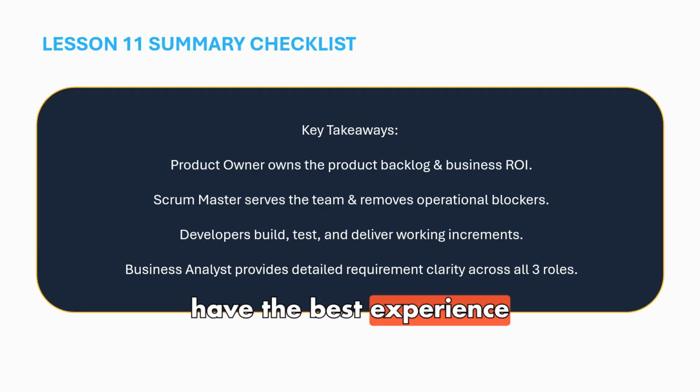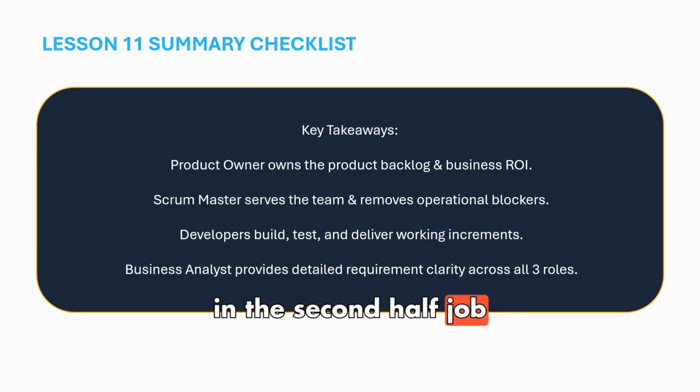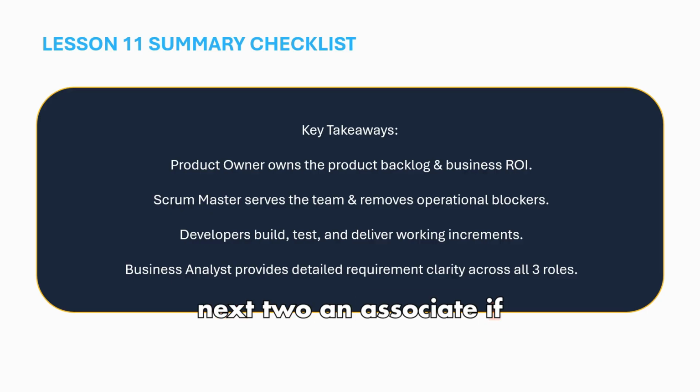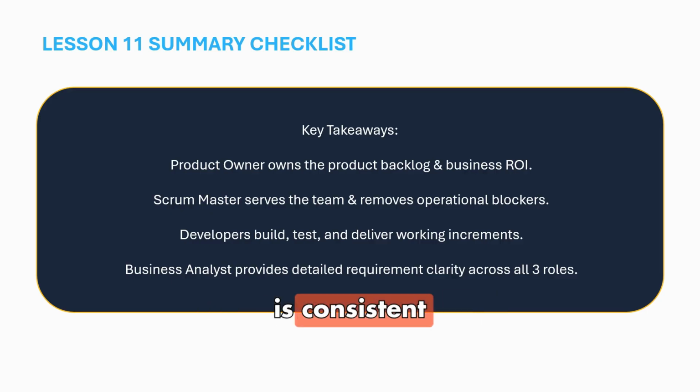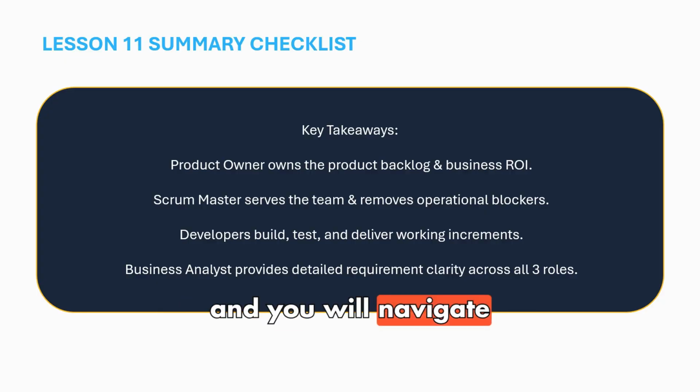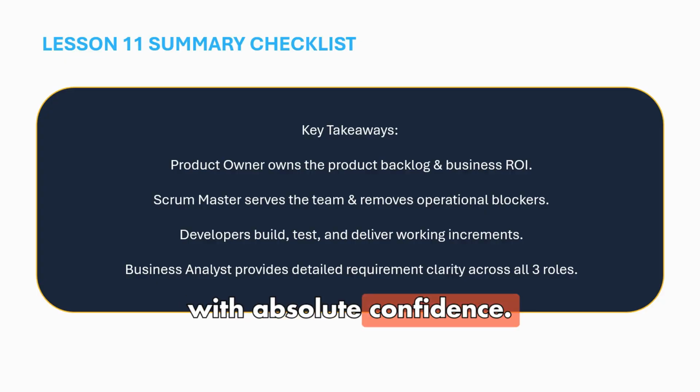Let me recap our core checklist from today's lesson. The product owner owns the product backlog, business vision, and product ROI. The Scrum Master serves the team, facilitates agile events, and removes operational blockers. The developers build, test, and deliver functional software increments every sprint. And the business analyst bridges the gap, providing deep requirement logic and edge case clarity so everyone stays aligned. Master these role boundaries, and you will navigate any agile software team with absolute confidence.